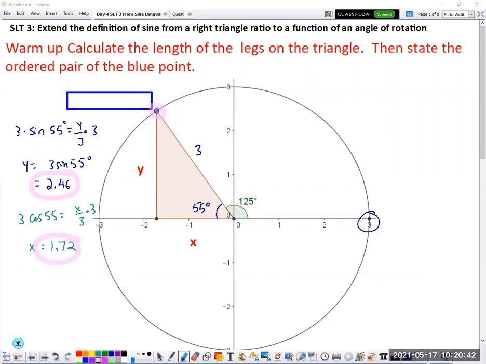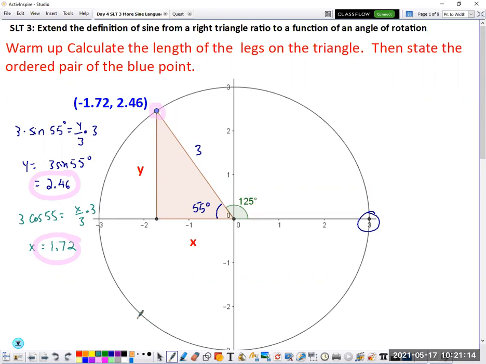There you go, Hayden. Negative 1.72 and 2.46. Why does the 1.72 need to be negative? Because you can see that the opposite side is in the negative values. Yeah, when I find this point, I have to go to the left. Whenever I have to go to the left, it's negative. If I was going down, it would be negative.